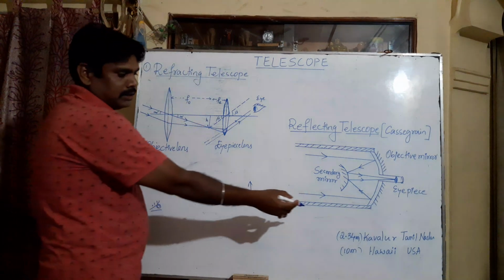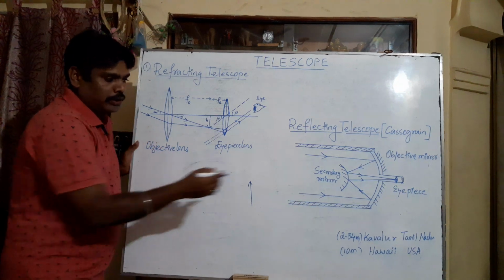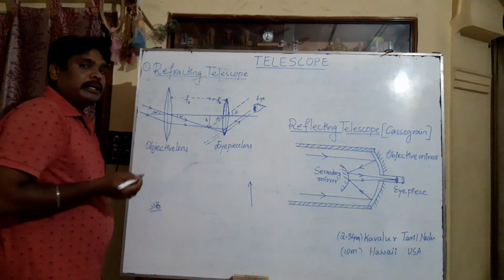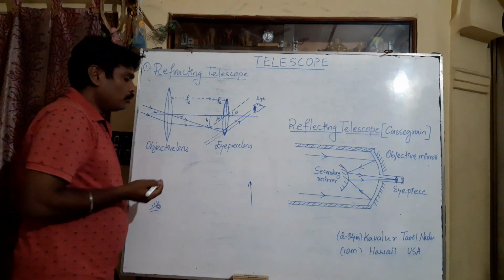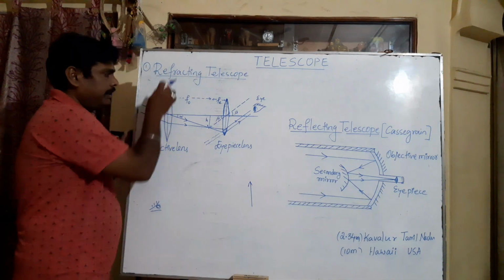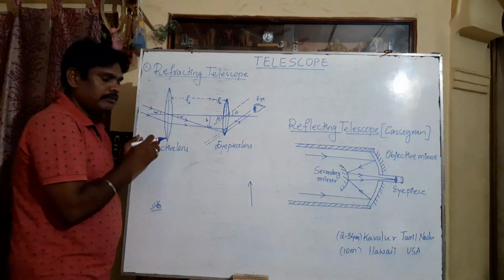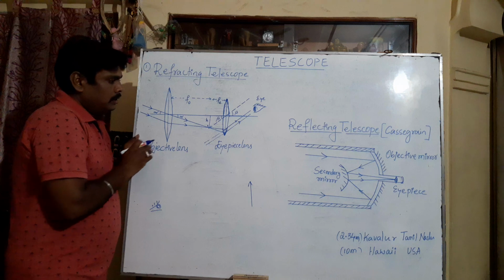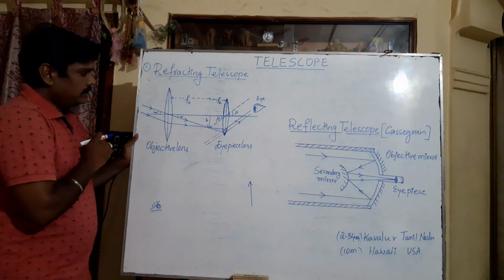That is present in Hawaii, USA. It will be about 10 meters in diameter. 10 meters means you can assume almost 30 feet diameter of this lens. That is the biggest telescope in the world. Now, let me explain how it works.